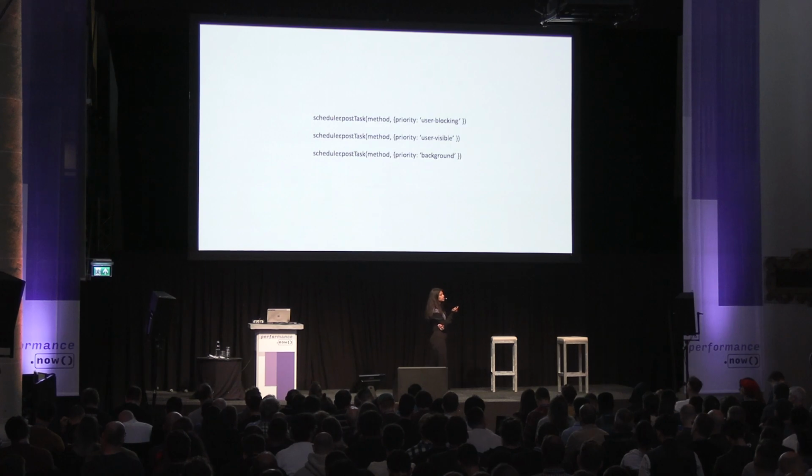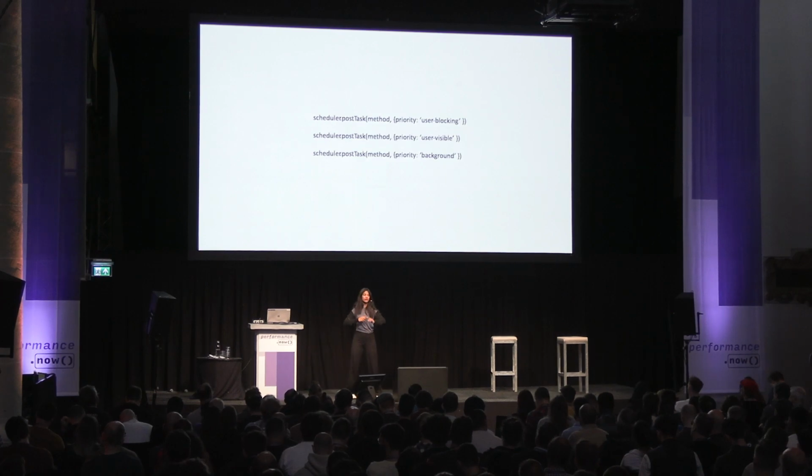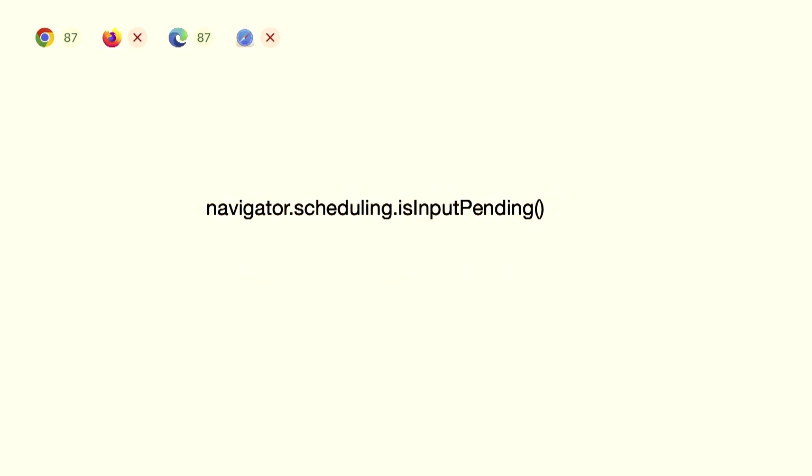So user blocking blocks the user, so that's the first most thing. User visible has to happen, but it doesn't have to go to the end of the queue, but still, do it after the user blocking tasks. And then there's background, which can happen anytime, and you don't really care about that.